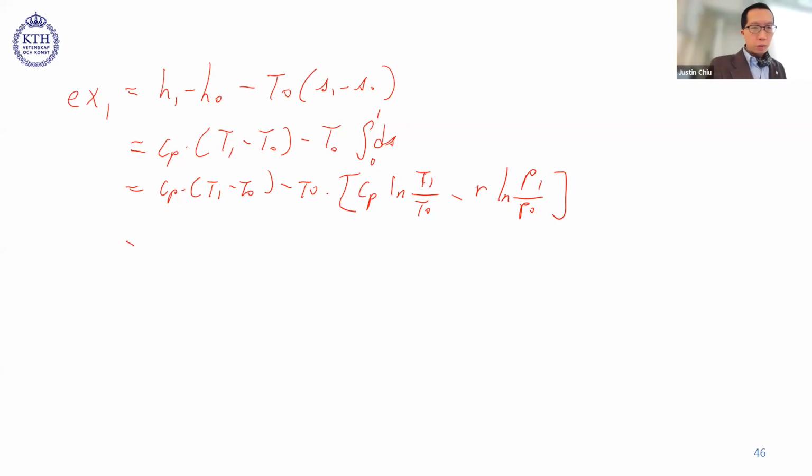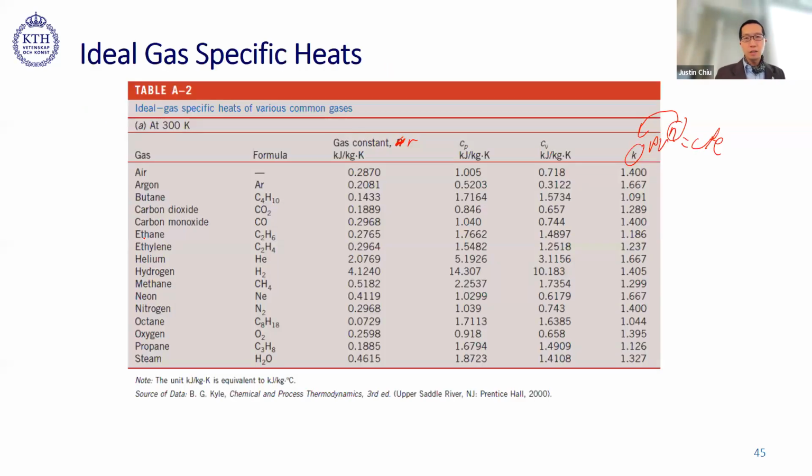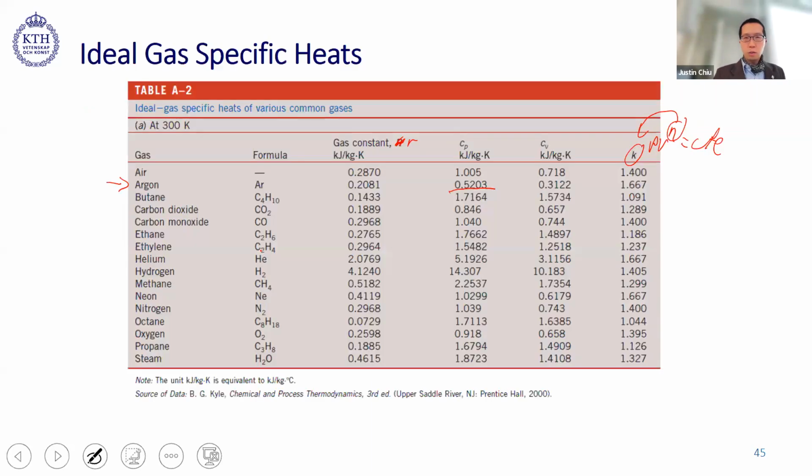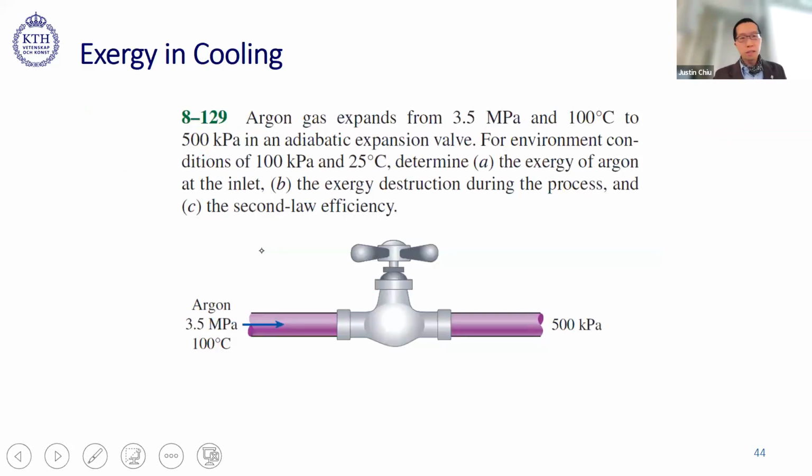So if we replace everything, what is Cp of argon? We do have it in this table. So second line, this line, 0.52. I think we can put all the numbers, 0.5203 times, and then what do we have as temperature? It is 100 degrees Celsius. And then what is the ambient? The ambient T0 is 25 degrees.